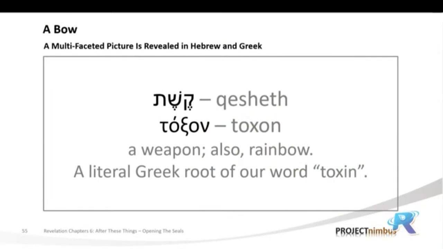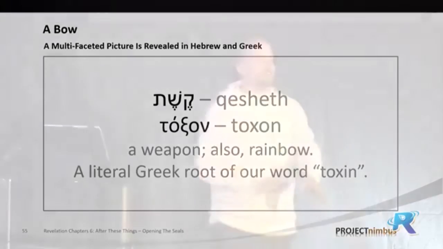In fact, there is a multifaceted picture that is revealed to us in both the Hebrew and the Greek. In Hebrew, the word is keshef. In Greek, the word is toxon. It is a weapon, but in both languages, it is also the word for rainbow. Now, we know that in our culture today, the rainbow has been co-opted, hasn't it? It is no longer a sign of God's covenant. It is a sign of a false unity that Christians are expected to come under, lest they be intolerant, right?